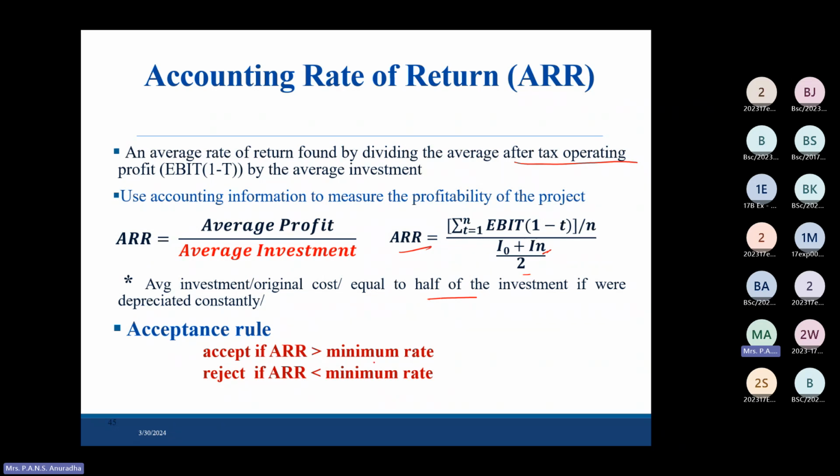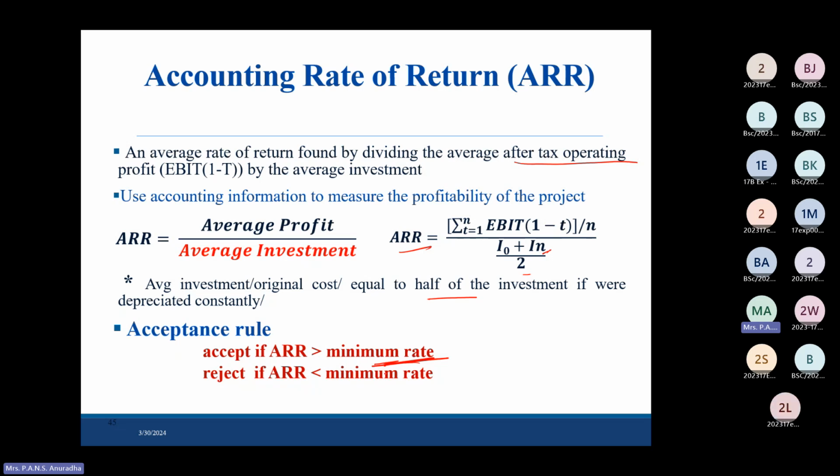As for the acceptance rule, if the accounting rate of return is greater than the minimum, we can accept. If the accounting rate of return is less than the minimum, you can reject. So what is this minimum? Actually, it is a subjective number. It depends on the company. There is no theoretical minimum rate; it varies as per the requirement of the financial manager of that particular company or industry. It's not a fixed theoretical value.